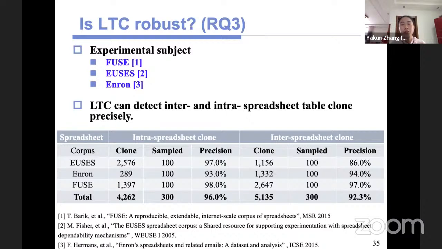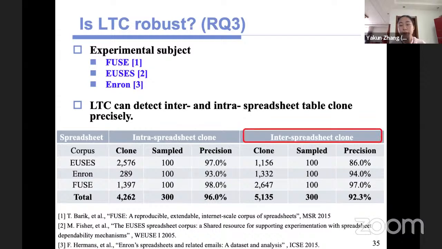The third question is to validate whether LTC is robust on different data sets. We randomly choose 100 spreadsheets from EUSES, Enron, and FUSE respectively. We apply LTC to detect table clones within one spreadsheet. We call them intra-spreadsheet clones. It's really challenging to manually validate all detectable clones. Thus, we randomly sample 100 spreadsheet table clones from each corpus. And the results are shown here.